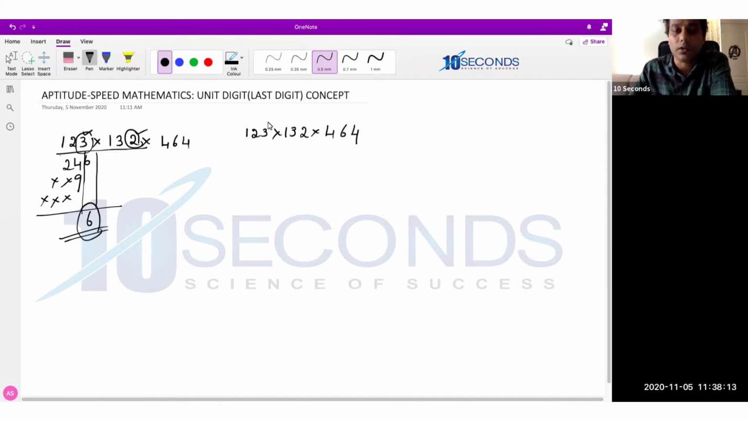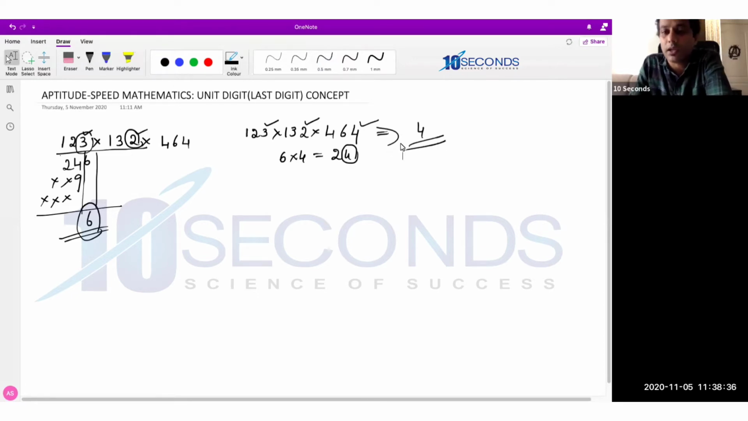If I take 3 numbers now, 123 into 132 into 464, then you need to take 3 followed by 2 followed by 4, isn't it? That we already discussed: 3 into 2 ends with 6. What is the last digit of the third number? 4. 6 into 4, 24, ends with 4. Finally, the answer ends with 4. So if you multiply 123 with 132 and 464, the answer ends with 4. Our product ends with 4, our unit digit of the product is 4, our last digit of the product is 4.